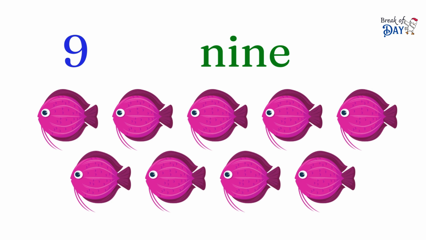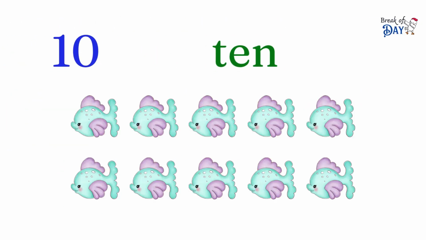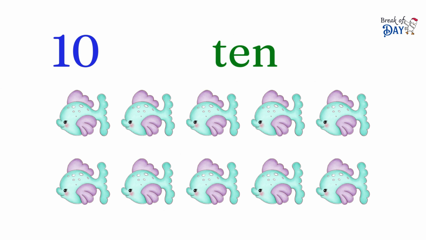N-I-N-E. Okay guys, let's count fish. How many fish are there? Count with me. 1, 2, 3, 4, 5, 6, 7, 8, 9. There are 9 fish. This is number 10. T-E-N. Okay guys, count with me. 1, 2, 3, 4, 5, 6, 7, 8, 9, 10.